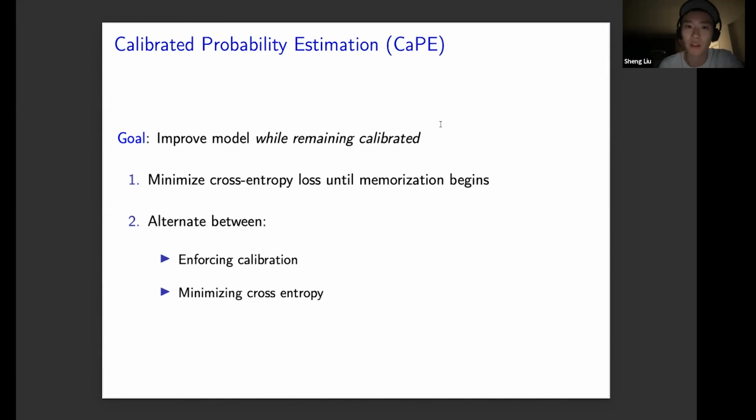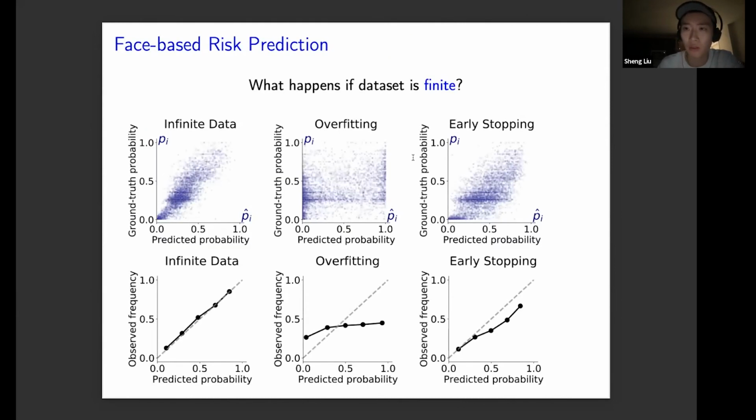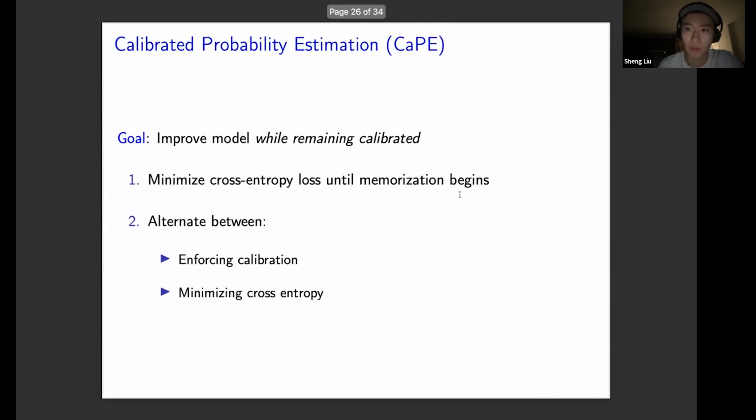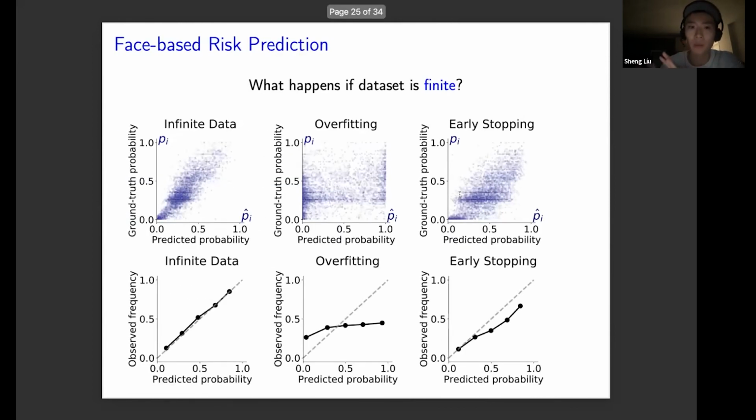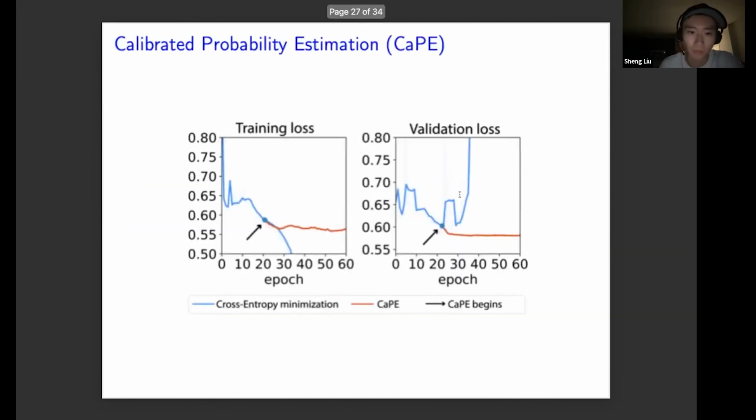The idea is very, very simple. The first step is that we use a cross entropy loss and train until the memorization begins, and instead of doing early stopping, we alternate between minimizing the cross entropy and enforcing calibration. Enforcing calibration relies on using the prediction of the model in the early learning stage to ensure that the model probability does not go to the two extremes, that is 0 and 1s.